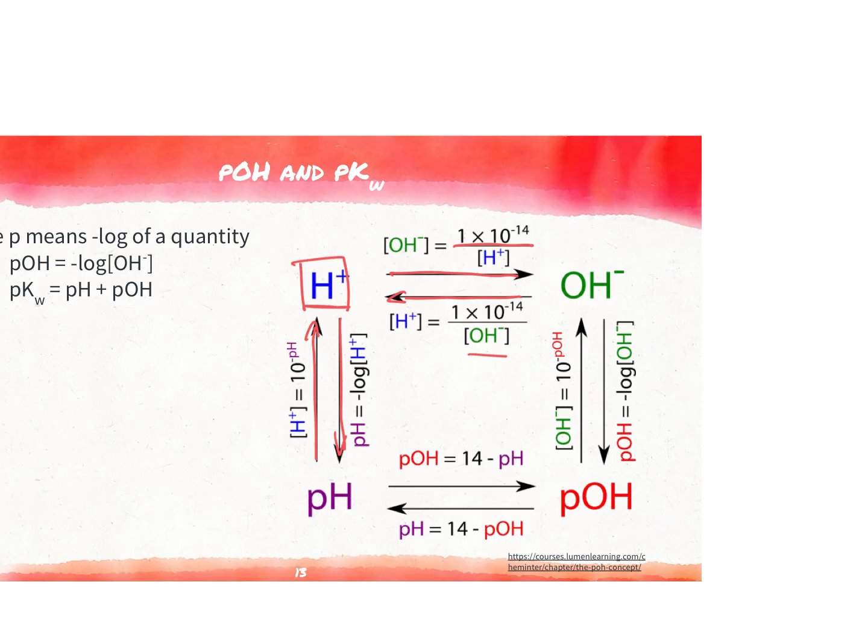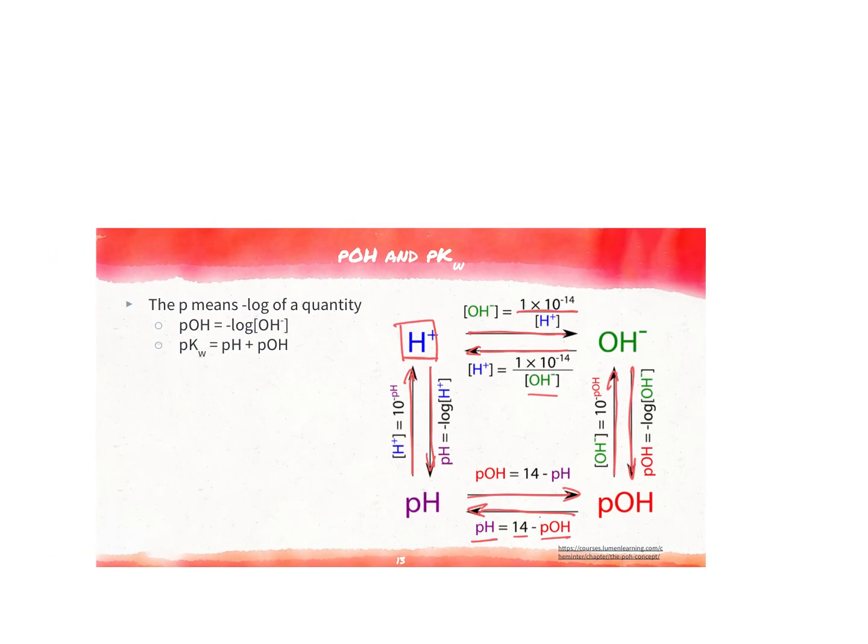If you want to go from OH- to pOH, you just take the minus log. And if you want to go from pOH to OH-, you just do 10 to the minus pOH. And then finally, if you want to go from pH to pOH, it's just pOH equals 14 minus pH. And in the opposite direction, it's pH equals 14 minus pOH. All of these relationships are helpful, and I encourage you to get used to using them, since we'll often use them in a lot of acid-base problems.